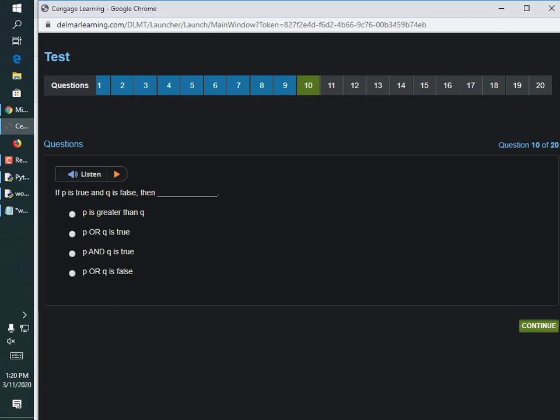But if P is true and Q is false, is it possible that P and Q is true? No, because what does and mean? They both have to be true. Are they both true? Nope. So that's a big no.